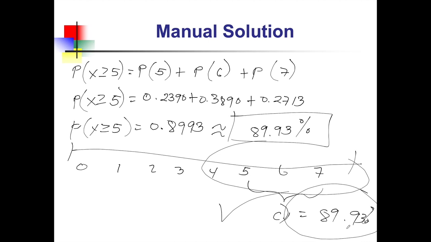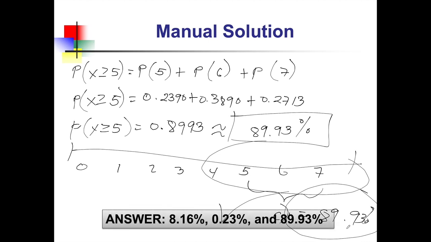So, that basically ends up our, ayan, ito yung mga sagot. Sa A, tama naman tayo, 8.16. Sa B natin, sagot natin 0.23. Ito yung sa B, less than 2. Or marami na daw yun, more than 2 na. And sa C, at least 5. So, 89.93. And tama naman tayo. I hope you get the idea kung paano nag-work si binomial probability distribution.